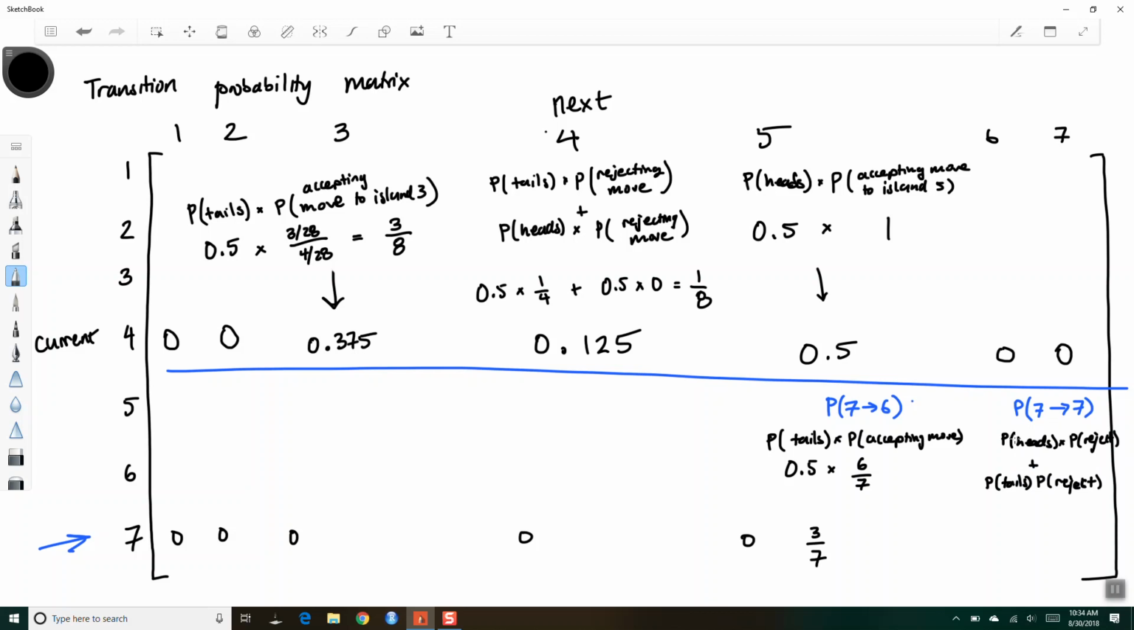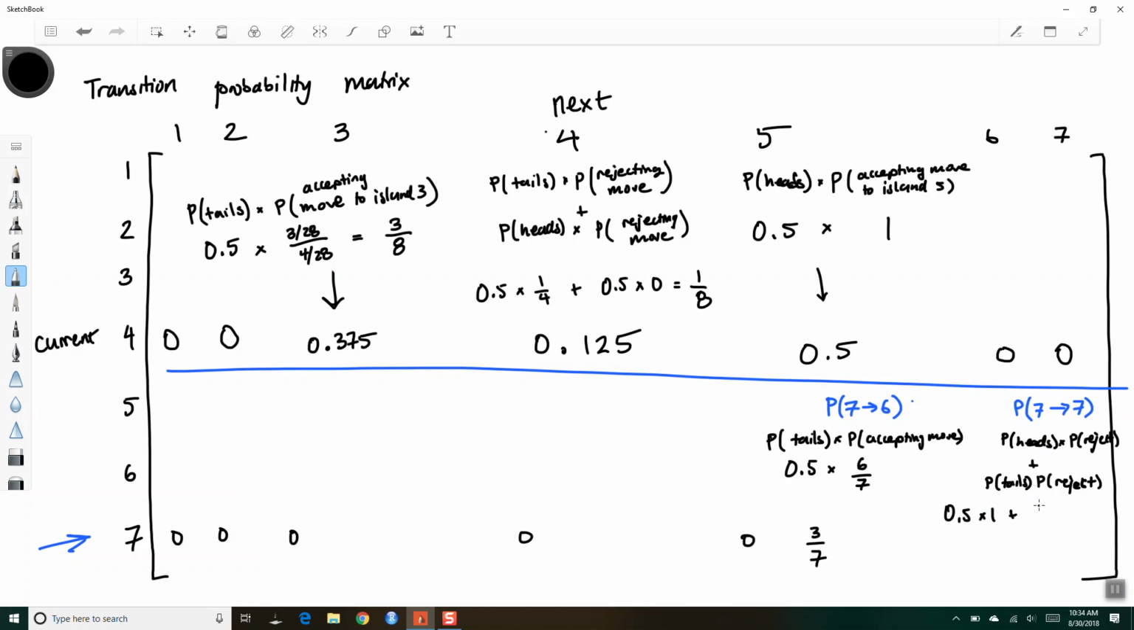So if we flip heads, technically we're proposing island 8, okay? But island 8 doesn't exist, so what's the probability of us accepting the move to island 8? 0, so the probability of us rejecting the island 8 proposal will be 1, okay? So the probability of heads will be 0.5 times 1 for rejecting the move to island 8, okay?